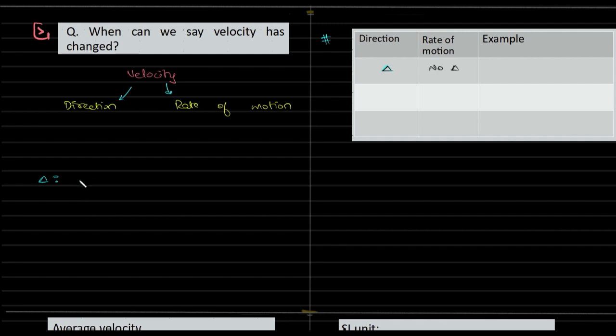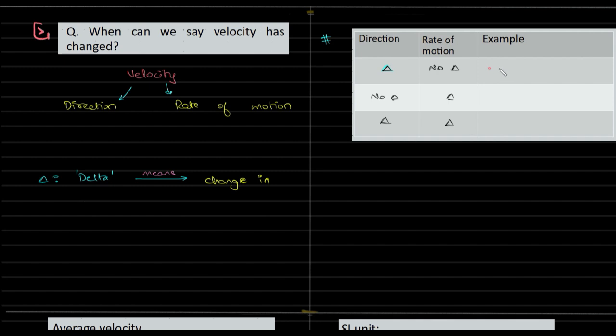This triangle structure is read as delta, and this means change in. So this means change in. Now, if we see no change in direction while change in speed, even then we say there is a change in velocity. Change in both is also a case for change of velocity.